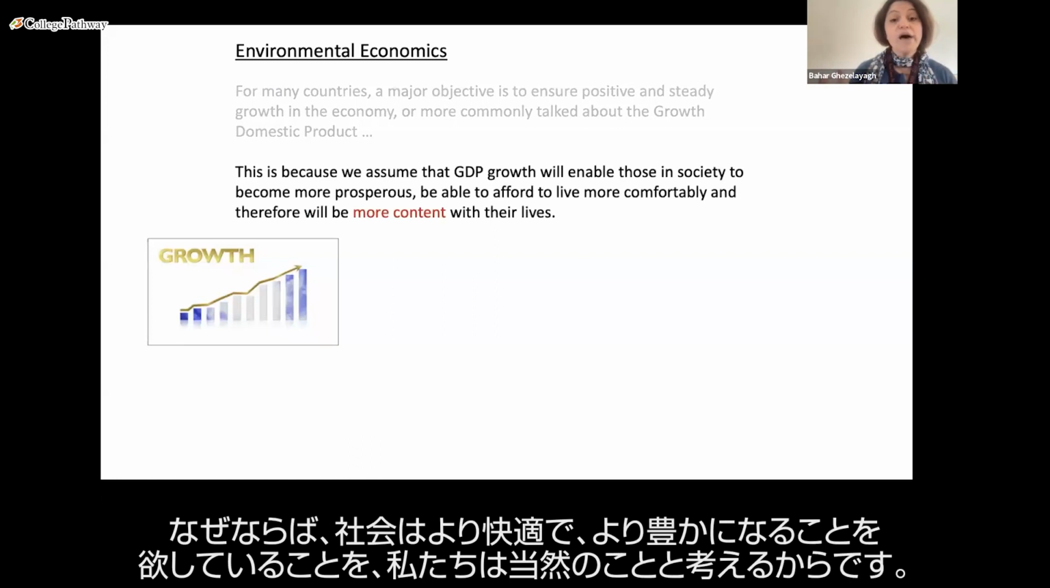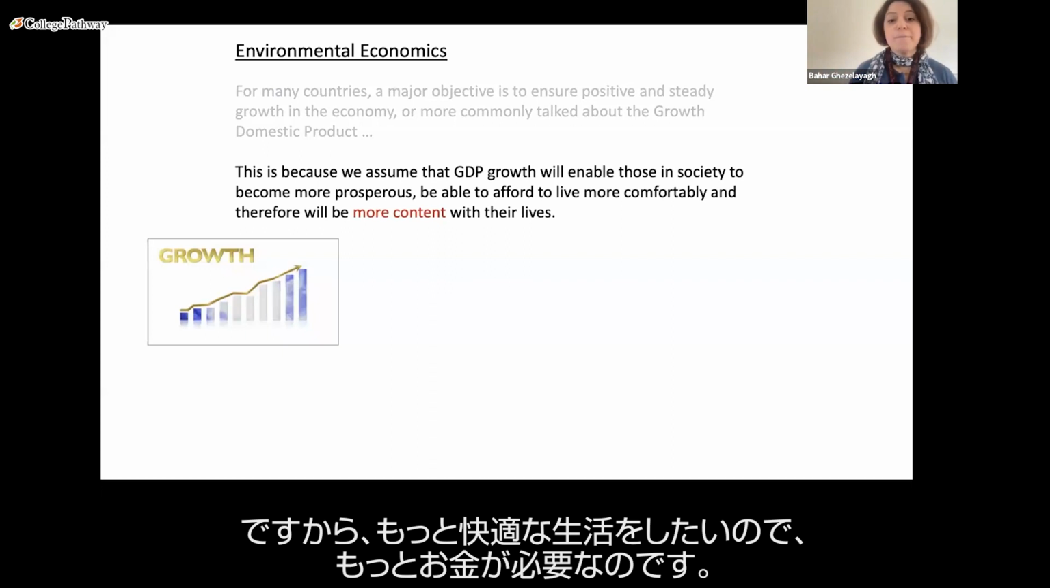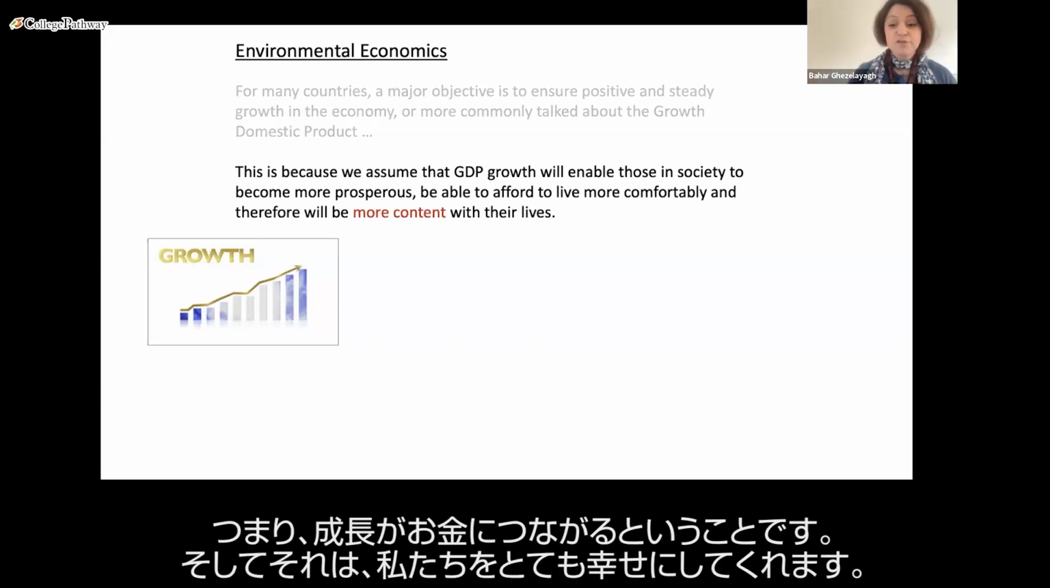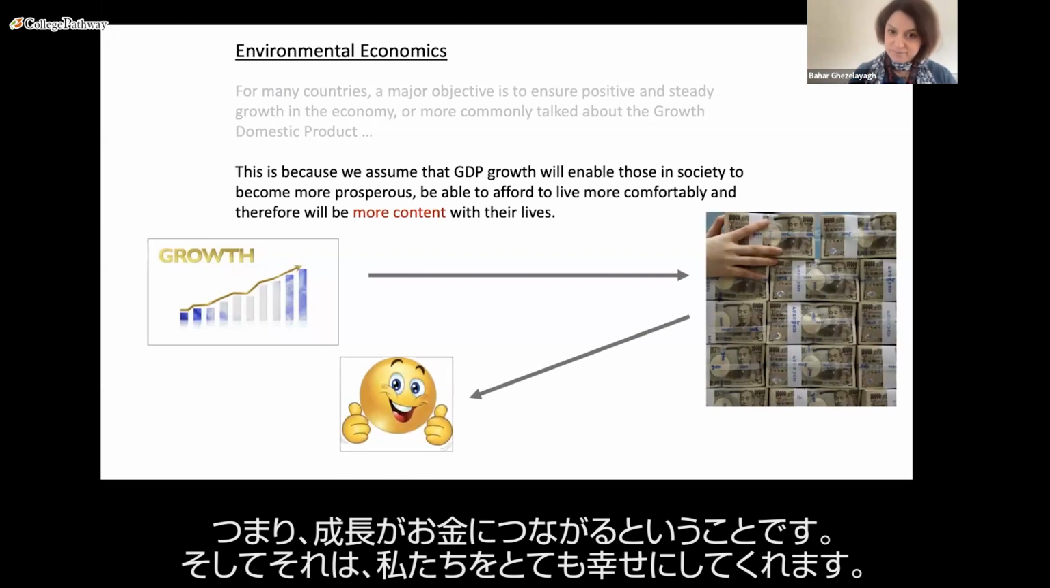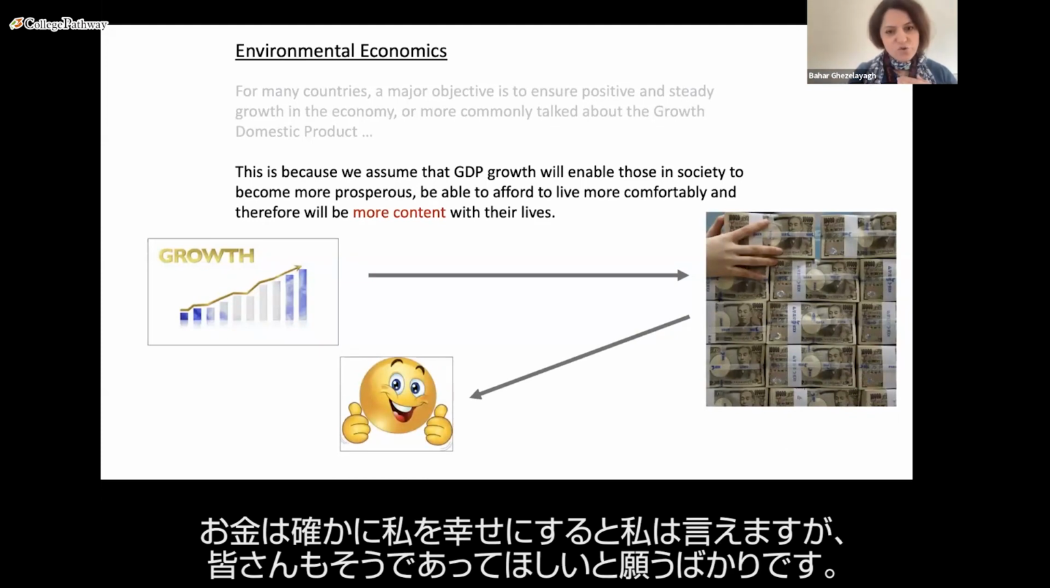And why? Because we assume that societies want to live more comfortably and become more prosperous. Because we want to afford to live more comfortably, we need more money. So this is what happens. Growth leads to more money, and that makes us very happy. I can say that money surely makes me happy. I can only hope that it does the same for you.